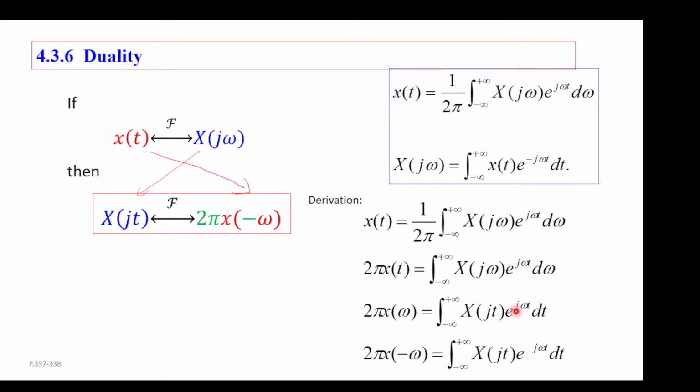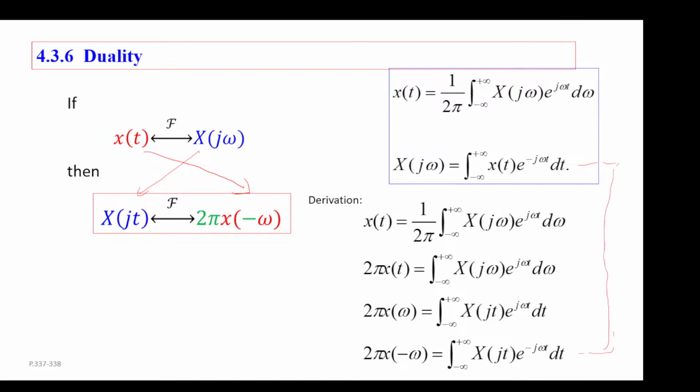So d omega is dt. Now it's just a change of name. And the last thing is we change omega to minus omega, so you get a minus sign here. So 2 pi x of minus omega equals this integration x of jt, e to the minus j omega t dt. Now this equation looks like this one.